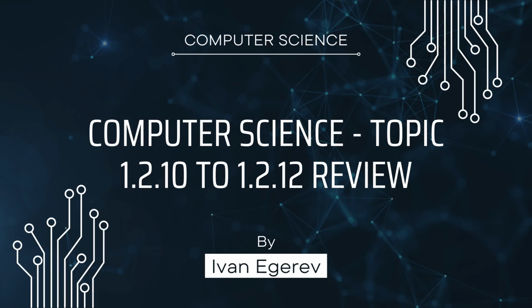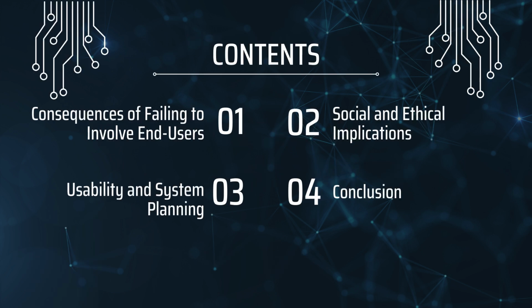Hello and welcome to this computer science standard level review of topics 1 through 12. Today we'll be covering three crucial topics: the consequences of failing to involve end users in system design, social and ethical implications of IT systems, usability and system planning, and finally a conclusion.